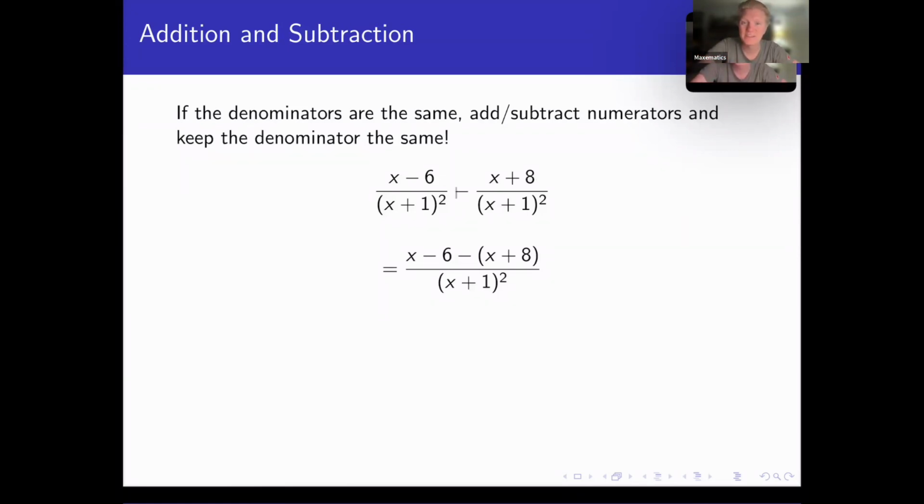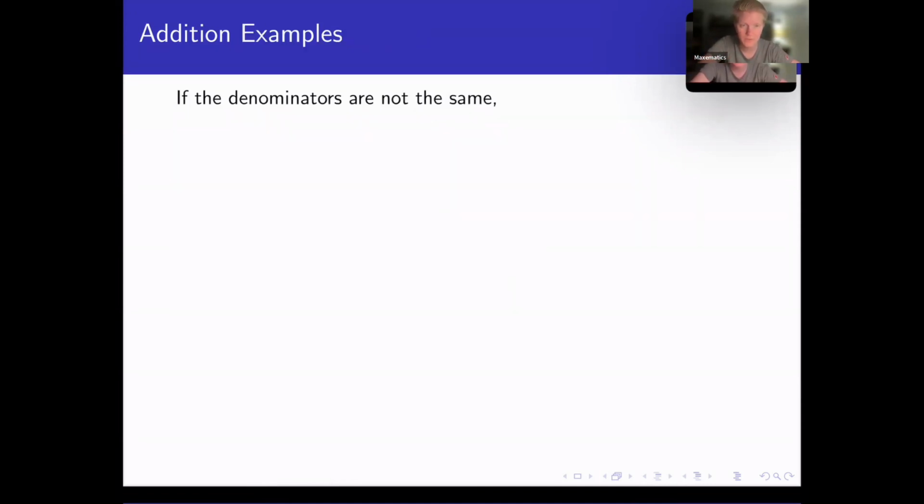Okay, so x minus 6 minus the whole of x plus 8. Let's distribute a negative sign to each term. X minus x goes away. Minus 6 minus 8, negative 14. Not the biggest leap that we have seen so far. Well, what we're more interested in doing is when the denominators are not the same.